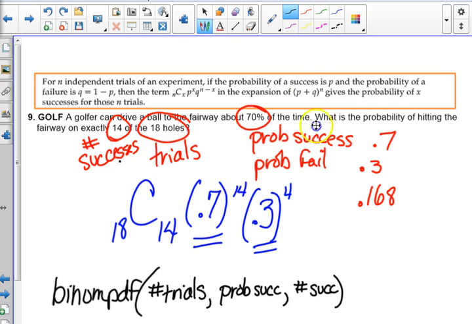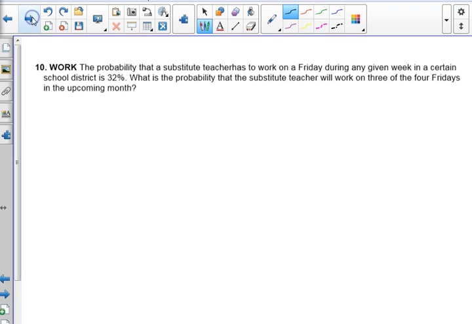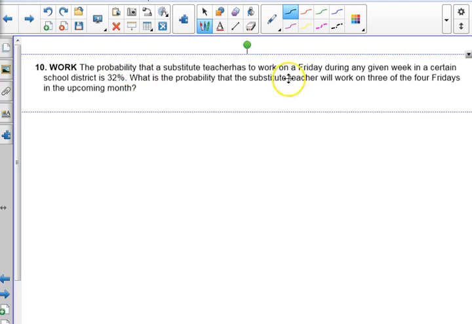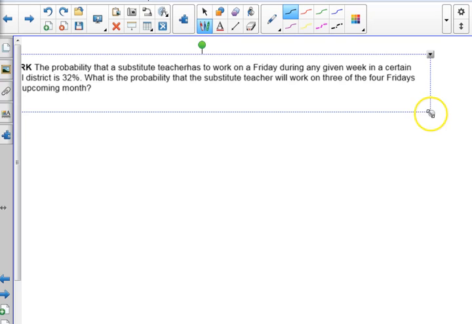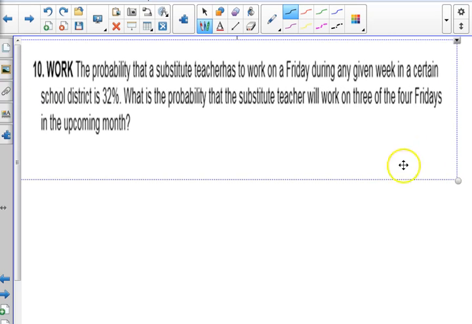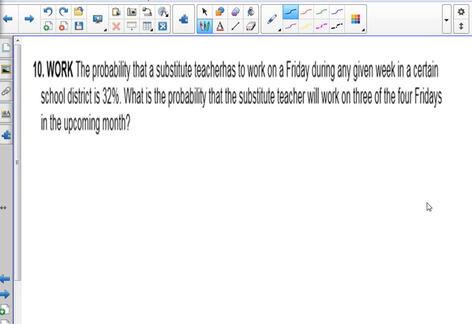All right, let's try the next one. Number 10 says you're a substitute teacher and you only get work 32% of the time in this certain school district. What's the chance you get to work 3 out of the next 4 Fridays? So you either work or you don't. Do you understand why it's binomial? Because there's either success or fail. You either work or you don't.